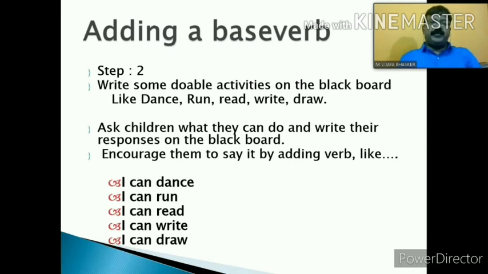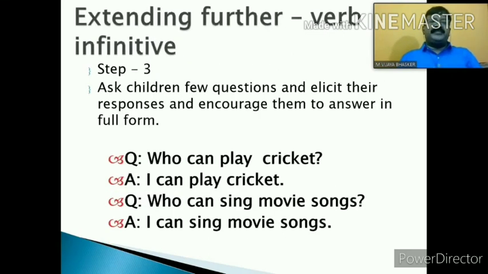After finishing step 2, you have to make the children express their abilities by adding the base verb to the expression I can. Don't say to them that I is a subject, can is a modal verb, dance is a base verb. All these are not necessary. But ensure that they say their expression in full form like I can dance, I can run, I can read.